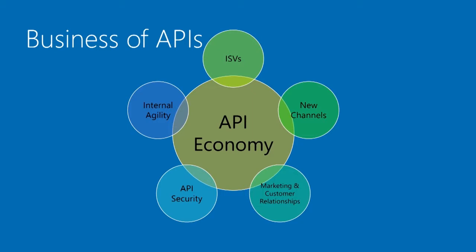Next, we have new channels, and these are opportunities that emerge as a result of an API being introduced. So consider some existing back office processes where you have an agent involved and the customer talks to the agent. You want to now expose these as mobile APIs and introduce new channels. That would be another example. And later on in my demo, I'll show how we go from a traditional auto insurance quoting process and we want to mobilize this and introduce new sources of revenue and channels. Next is marketing and customer relationships.